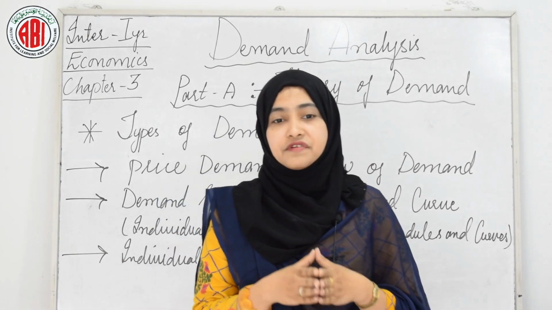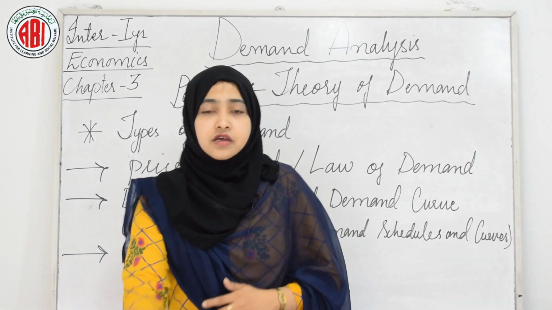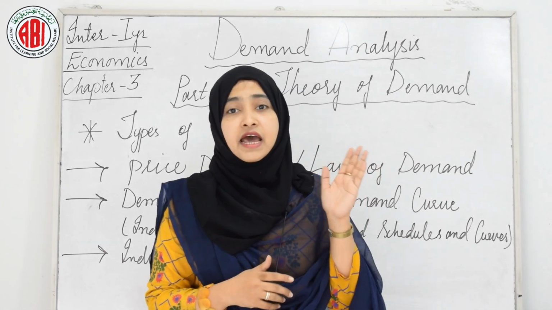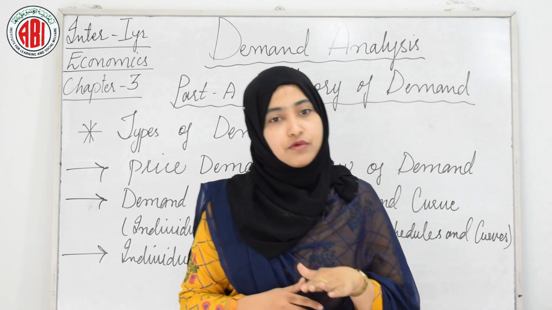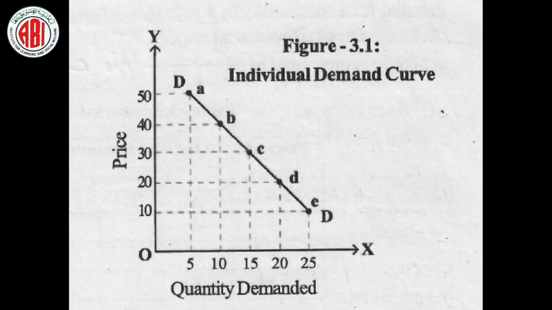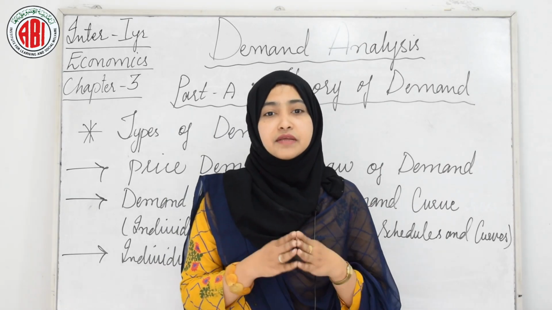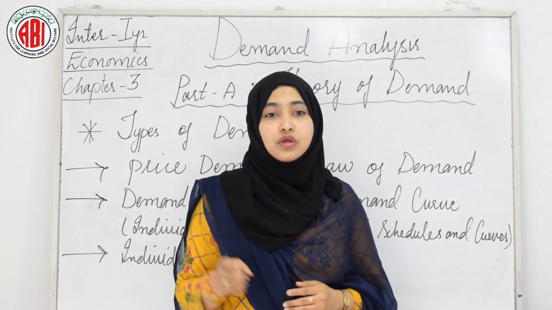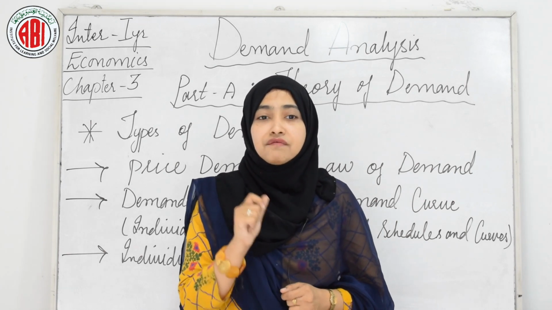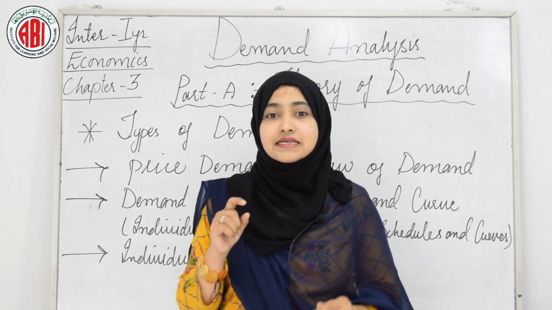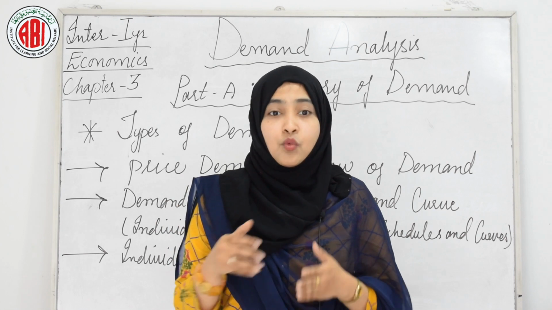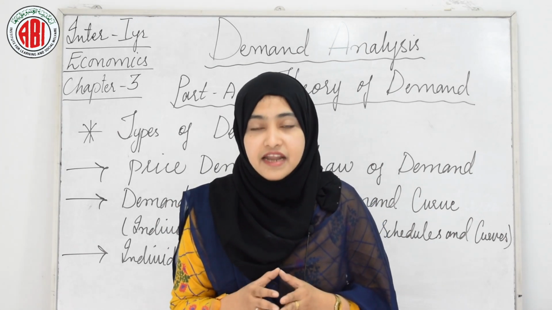Now we will see the derivation of the individual demand curve. We can draw an individual demand curve on the basis of the above-mentioned hypothetical individual demand schedule. See this figure: quantity demanded is shown on the OX axis and the price of apples is shown on the OY axis. We obtain the demand curve, that is DD, by joining all the points A, B, C, D, which present the various quantities demanded at various prices.